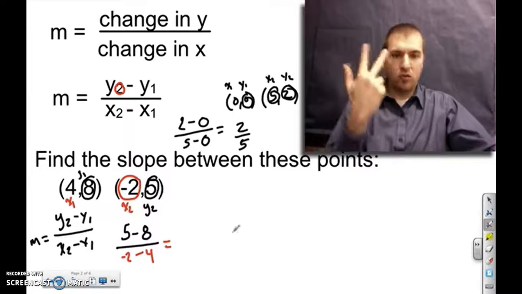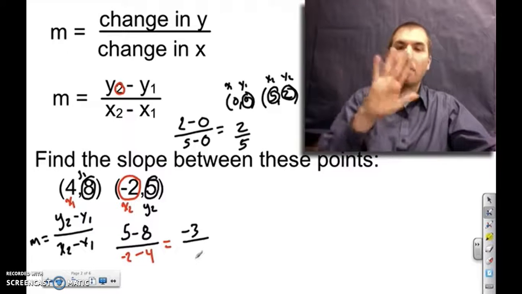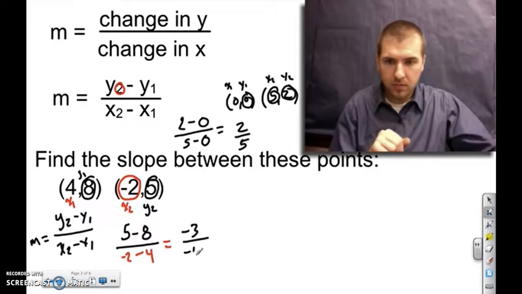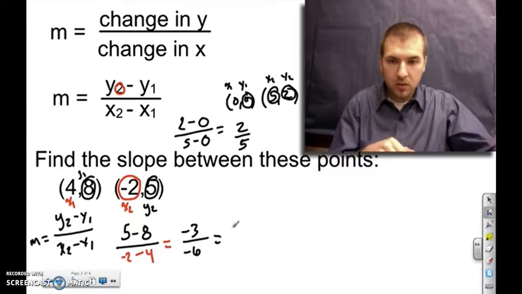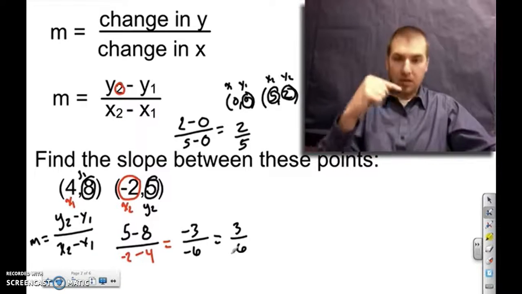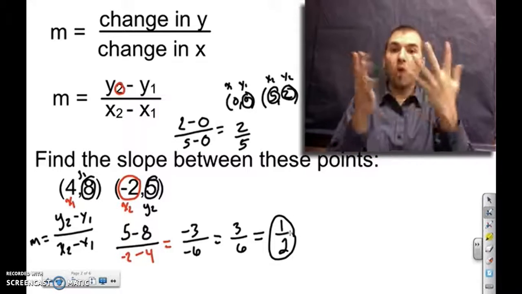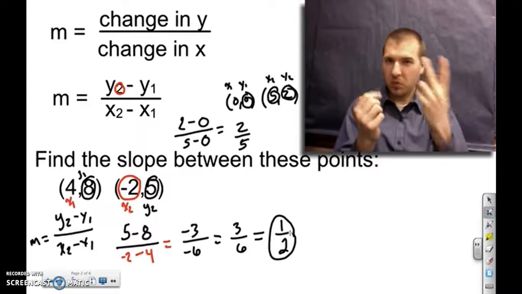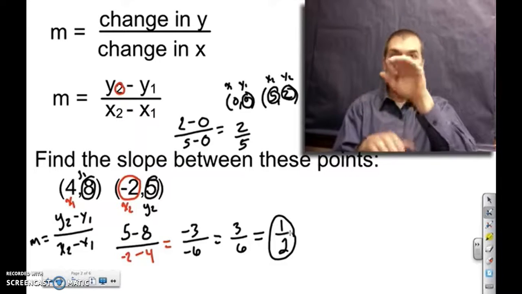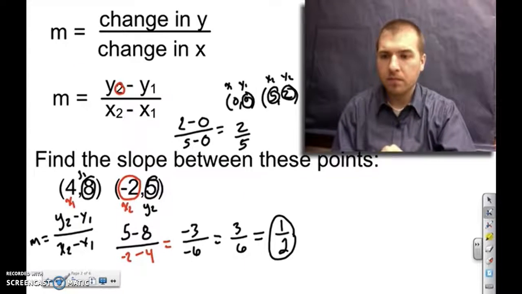5 minus 8 is -3, over -2 minus 4, which is -6. The negatives cancel, so we make them positives, and simplify that to 1/2. So our slope is going up 1 over 2. You see how on a graph it would take longer to figure that out, and this equation is so much easier? The m equals y2 minus y1 over x2 minus x1.